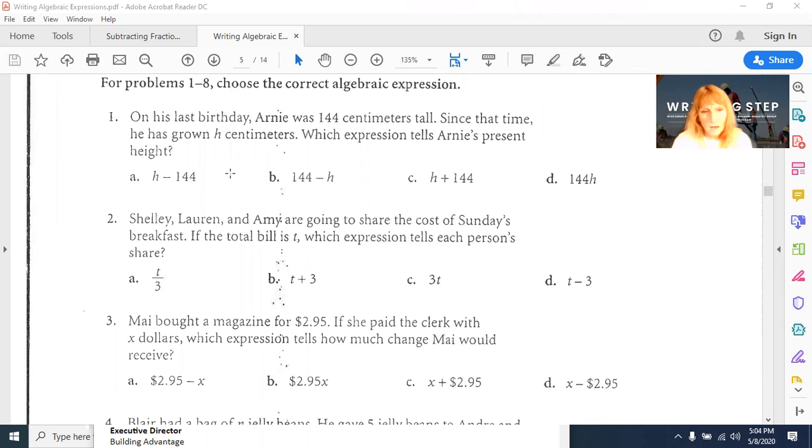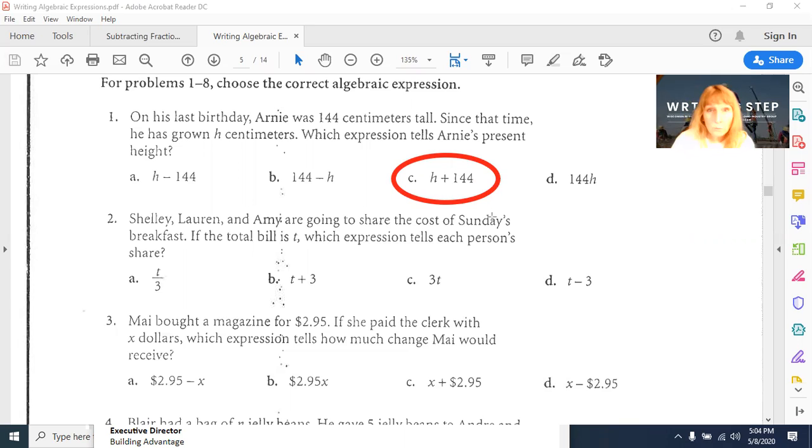Number 1, on his last birthday, Arnie was 144 centimeters tall. Since that time, he has grown h centimeters. So if you want to think in your mind, put a number in there. He's growing 3 centimeters. So how would you figure out which expression tells Arnie's present height? So we know that he's growing more, so we're going to be adding, aren't we? We are actually going to be adding how much to 144? H, right? So the only one that shows that is C. It's got the H written first, but that doesn't matter, right? H plus 144. So that's the answer to 1.